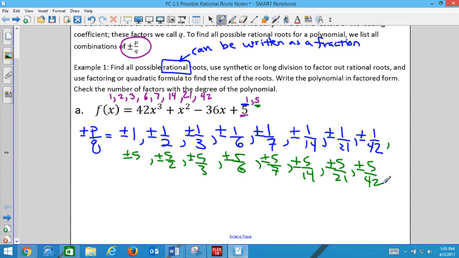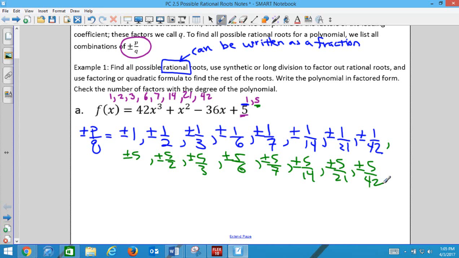Okay. So what we just did is we found all possible rational roots. How do you know if the very first one, positive 1, really is a root? Or how do you know if negative 1 is a root? Or 1/2? Or negative 1/2? How do you know if it's a root, which is the same thing as a 0 or an x-intercept? How do you know? What do you think?